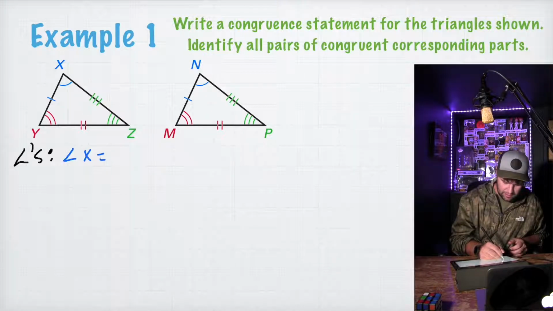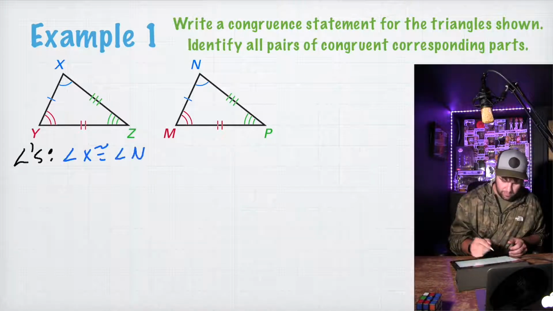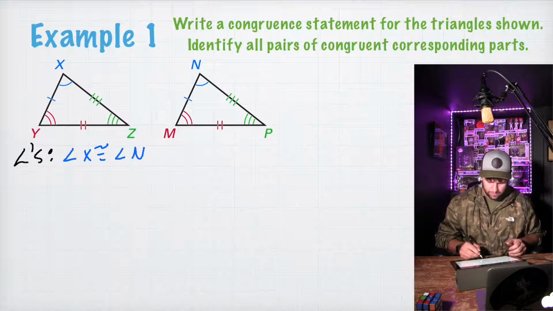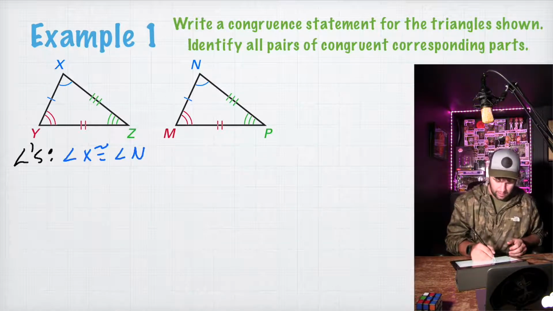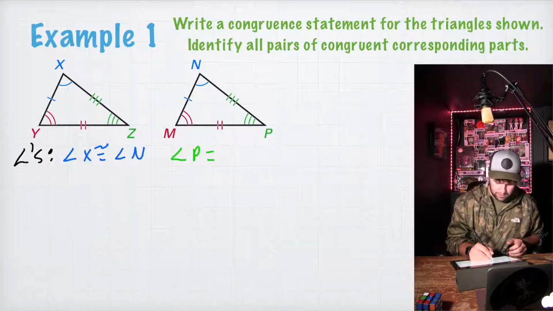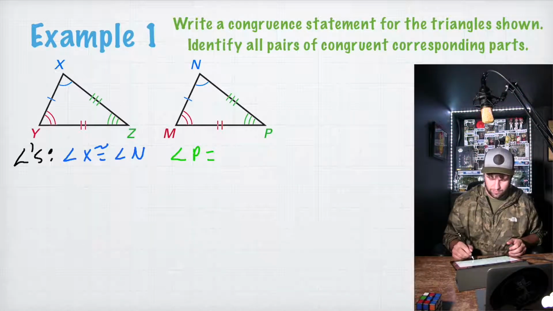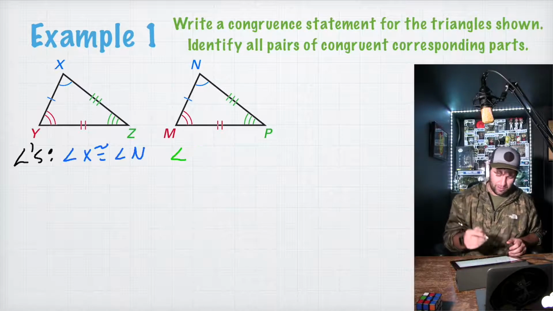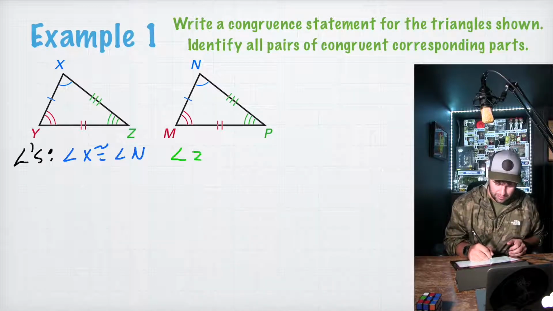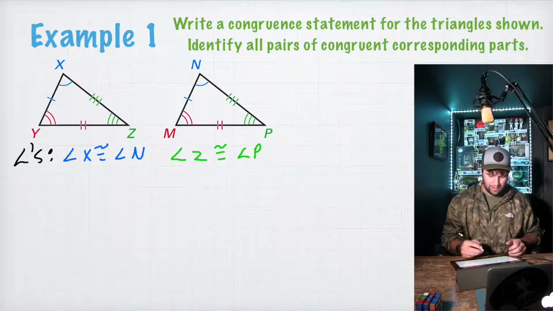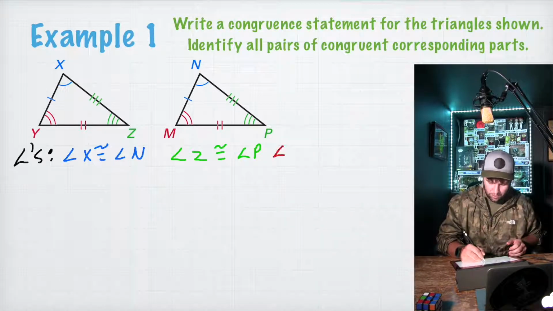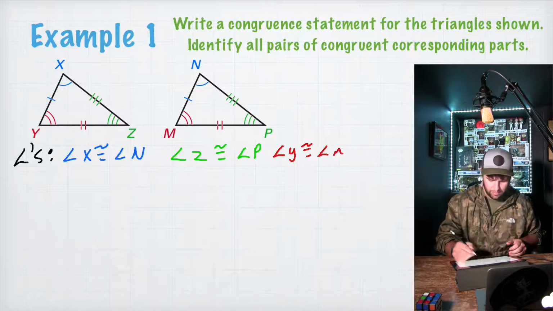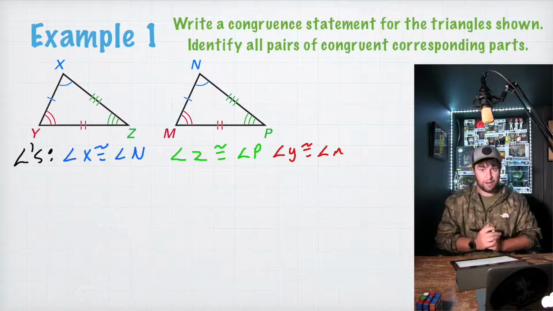Angle X is congruent to angle N. Angle P is congruent to angle... actually, I'm going to do that in the same order too. I start with the X, so I'll start with the Z. Z is congruent to angle P. And lastly, Y is congruent to M. Angle Y is congruent to angle M. Okay, that's the corresponding angles.